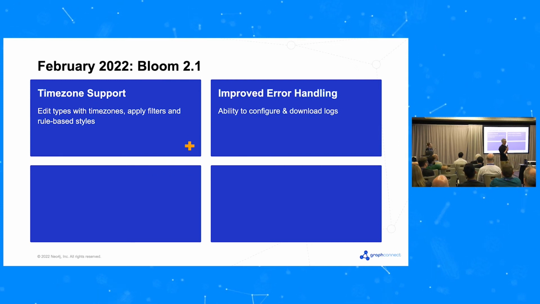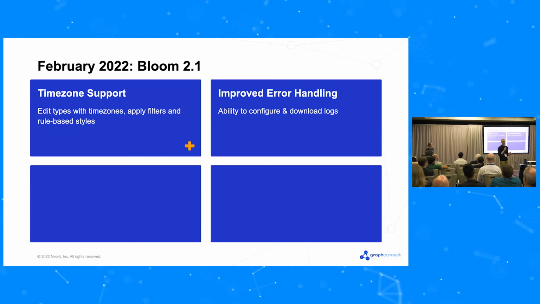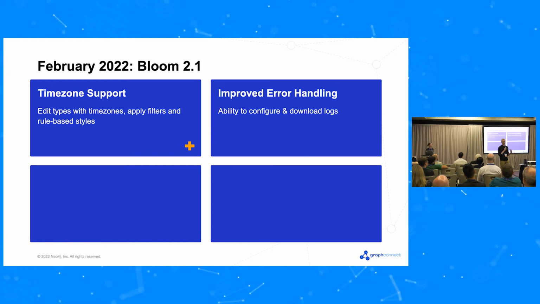We also improved our error handling. We did introduce a logging and error handling system in Bloom, which makes it possible to set error logging levels and to download logs. And you can even do this through the graphical user interface in the experimental settings pane. If you want to, there's a button that lets you download all logs.